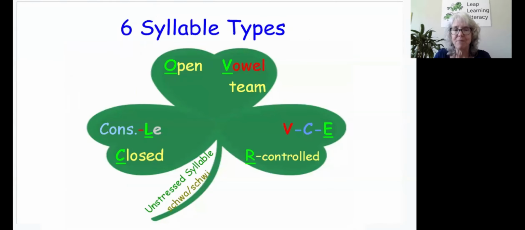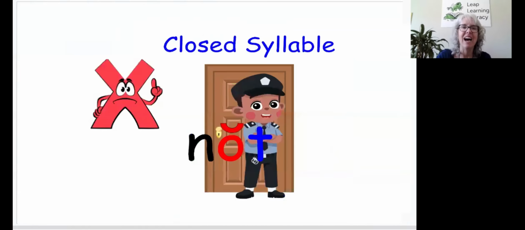We have 6 syllable types. I'm going to use the acronym CLOVER to let you know what the syllable types are. In later videos, we will go into detail about each one. C is for closed syllable, L, consonant LE syllable, O, open syllable, V, vowel team syllable, E, vowel consonant silent E syllable, R controlled, and this little weak stem is for our unstressed syllable, where every vowel is saying a weak, mushy vowel sound. We call it a schwa or a schwi. More later. The order that I teach the syllables is the following.